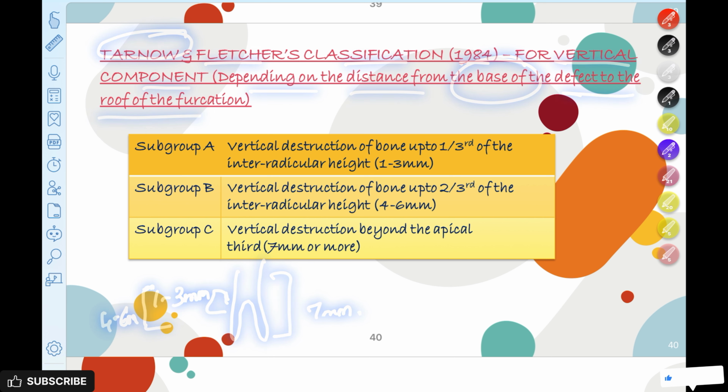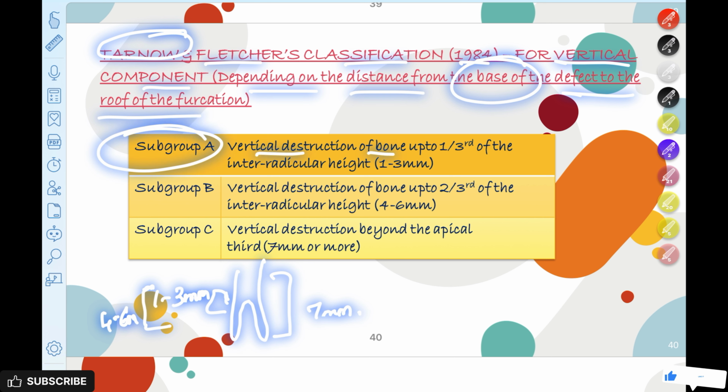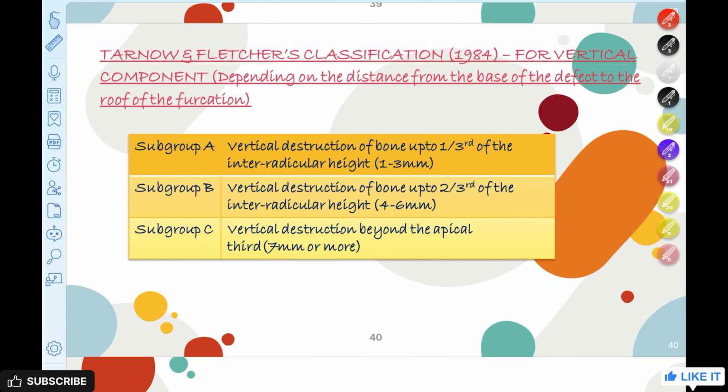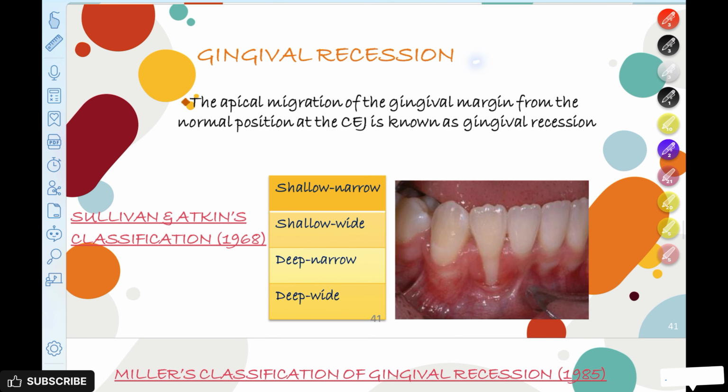it is subgroup C. For subgroup A, vertical destruction of bone is up to 1/3 of the interradicular height, that is 1 to 3 mm. Subgroup B, vertical destruction of bone up to 2/3 of the interradicular height, that is 4 to 6 mm. Subgroup C, vertical destruction beyond the apical third, that is 7 mm or more, is subgroup C. The next we have is gingival recession.